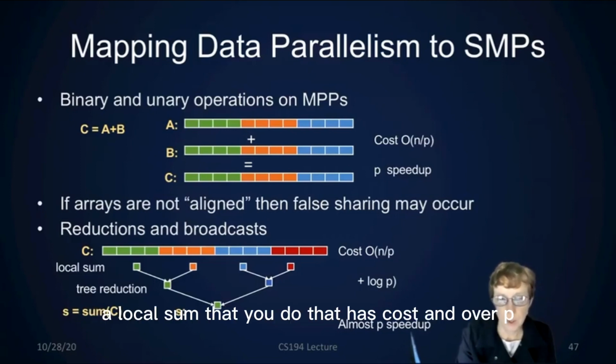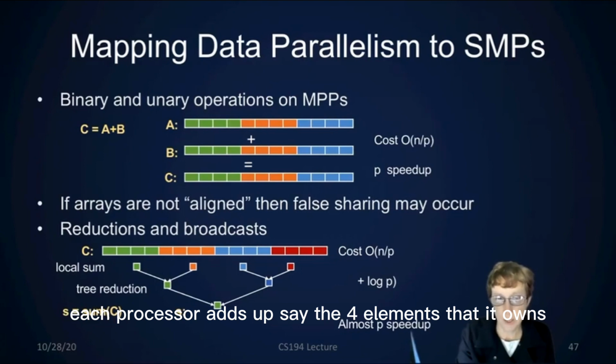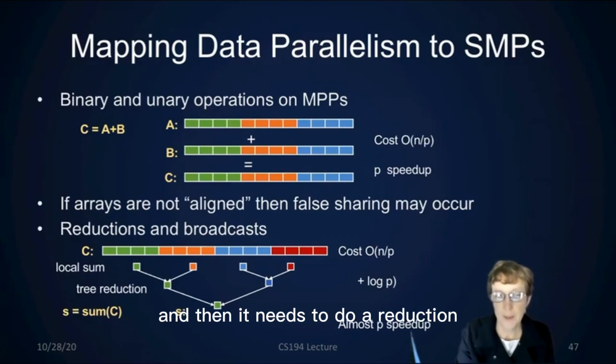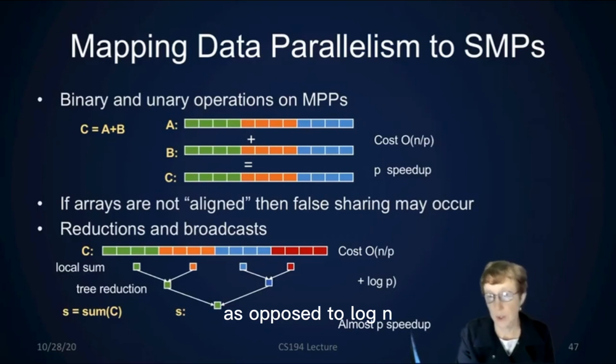So there's a local sum that you do that has cost n over p. That part of it is perfectly parallel, right? Each processor adds up, say, the 4 elements that it owns, and then it needs to do a reduction, and that has cost log p as opposed to log n.